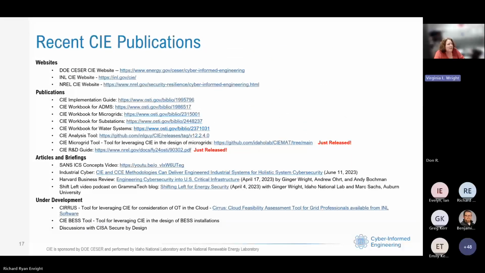We also wanted to share our recent cyber-informed engineering publications. And again, anything that's hyperlinked here is available, and you can pick it up and use it right away. These will be available on the cyber-informed engineering websites, and the slides for this will be released. So if you're interested in some of these publications, these slides will lead you right to them.